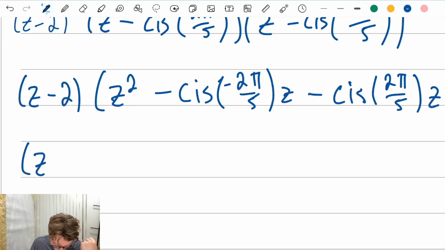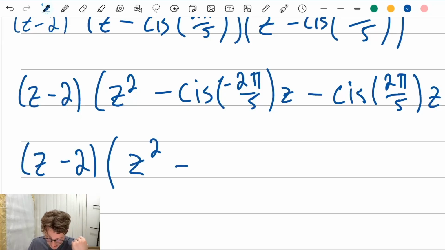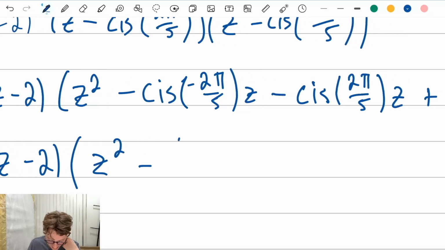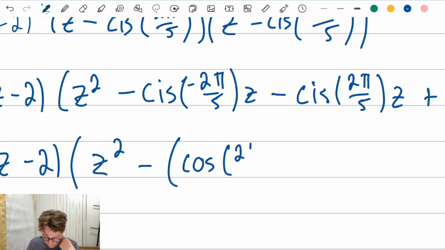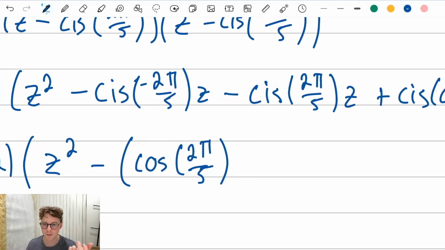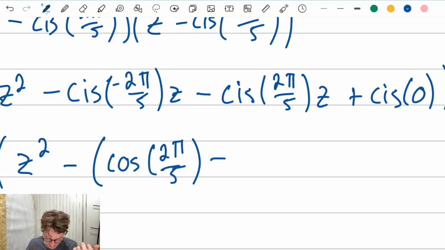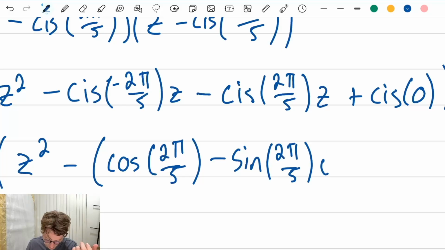So my z minus 2 is going to stay here for now. If I tidy up all of this, I get z squared minus this whole cis part here is simply just going to become cosine of, we can just make it positive. We just explained this part before. The negative angle part doesn't really matter too much. And instead of plus, it's going to become minus sine of 2 pi on 5 i, all outside of z.